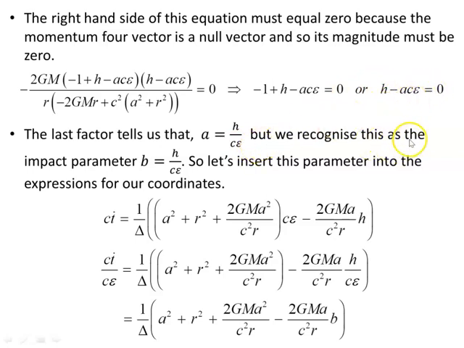But we recognize this as the impact parameter b, which we've used in the last video. b is h on c times epsilon. So let's insert this parameter into the expressions for our coordinates. Okay, so what we're going to do now is take c t dot, and then divide through by c times epsilon, on both sides. So it disappears from there, and we get h over c times epsilon. Now we know that to be the impact parameter b. Remember, b is h on c times epsilon. Okay, and this is ct dot over c epsilon. So that's what we've got there.